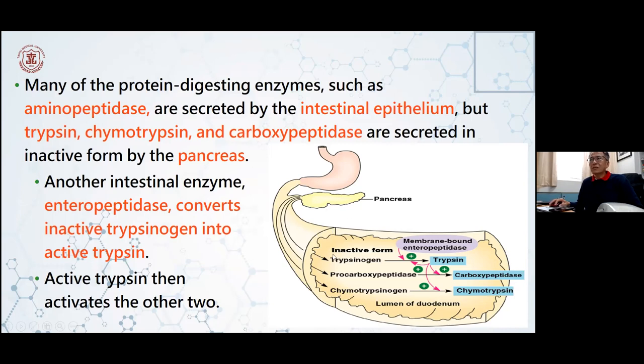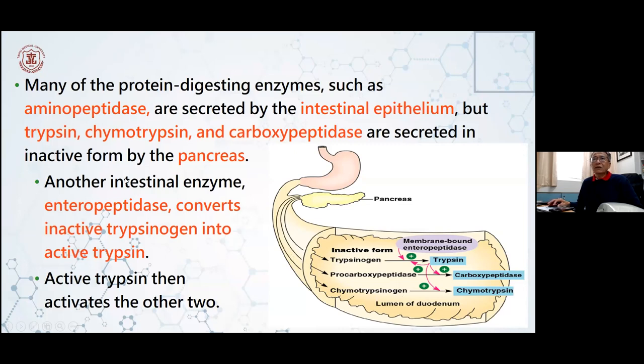The pancreas releases the trypsinogen and the carboxypeptidase precursor called the procarboxypeptidase and the chymotrypsinogen. So these three enzymes from the pancreas are inactive form. And then something induces the inactive form to the active form.